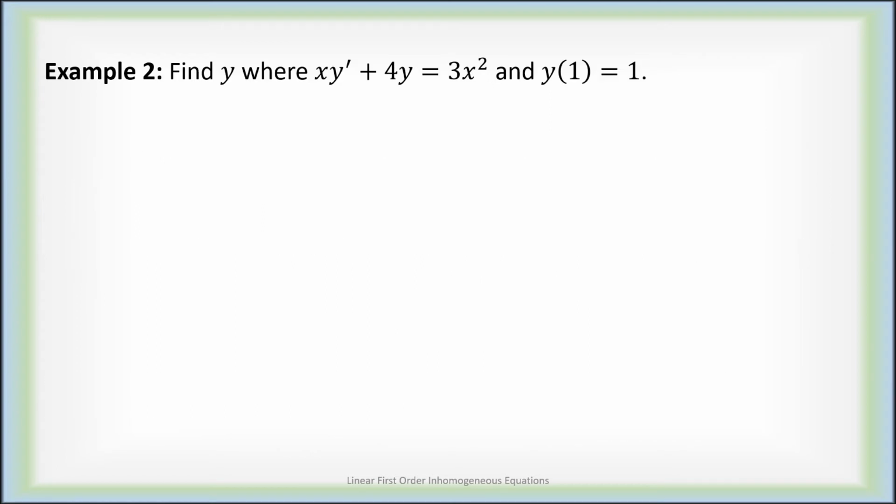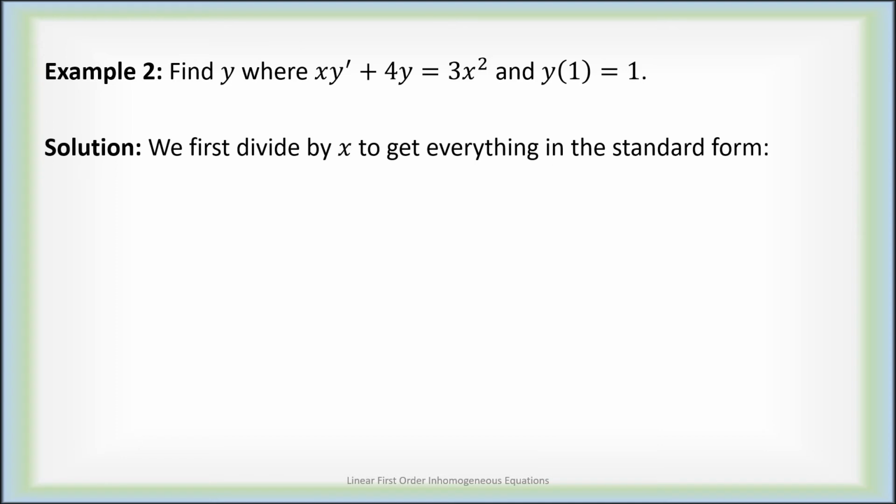Next up, let's try to solve x y prime plus 4y equals 3x squared with the initial value that y of 1 is equal to 1. We don't quite have this equation in our standard format. We're going to have to divide by that leading coefficient of x. That gets us y prime plus 4 over x times y equals 3x.